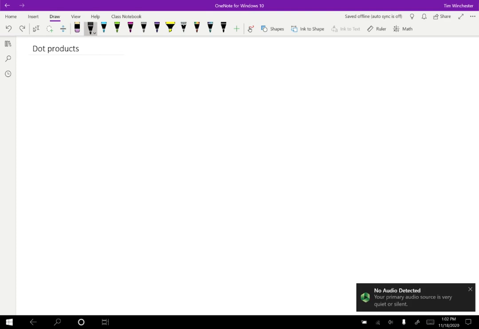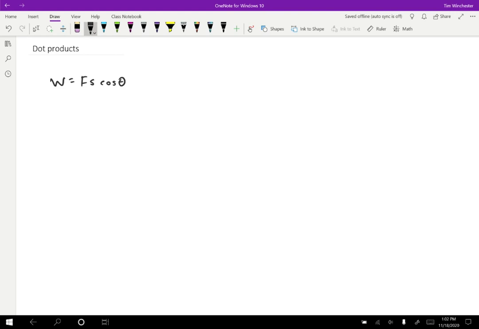If we look at the definition of work, work equals Fs cosine theta, that probably looks a little bit familiar in terms of some of the other quantities that we've come across. For instance, the formula for torque is rF sine theta. And there's a lot of similarities between formulas of these types. We have two quantities multiplied together with an angle also attached.